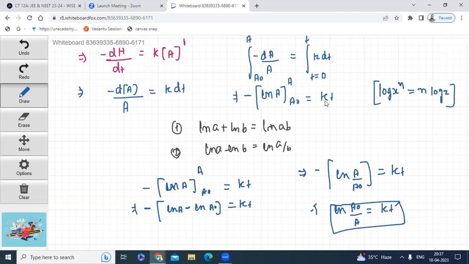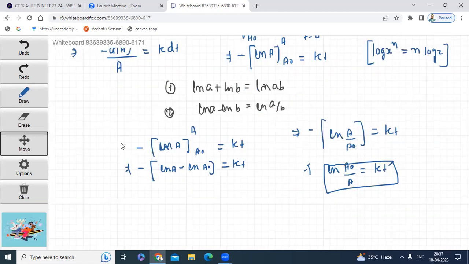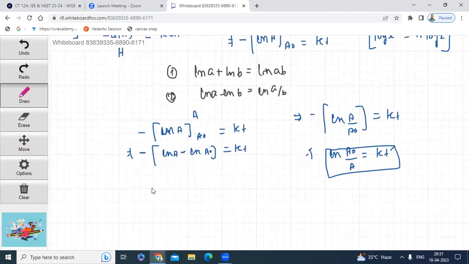If you have any doubt, please ask me. So your result for the first order chemical reaction will be ln A naught by AT is equal to K into T.